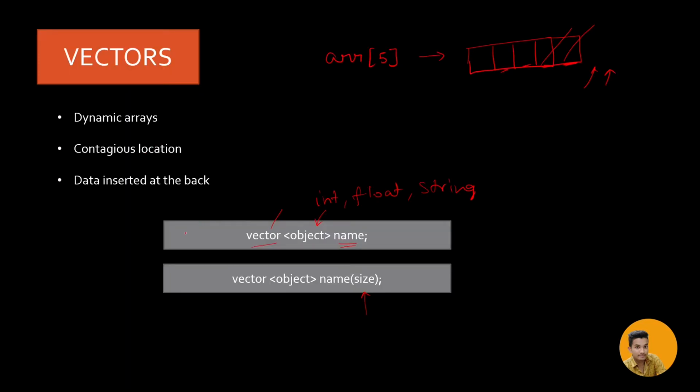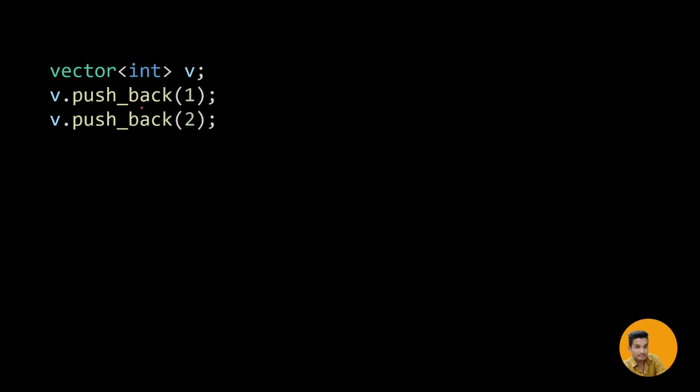So we use this one and then data is inserted at the back. This is a function used to insert the data inside the vector. v.push_back(1). So here is the vector and 1 and 2 have been pushed back into the vector, and you see these are the indexes. 0 corresponds to this, 1 corresponds to this, just like the array.